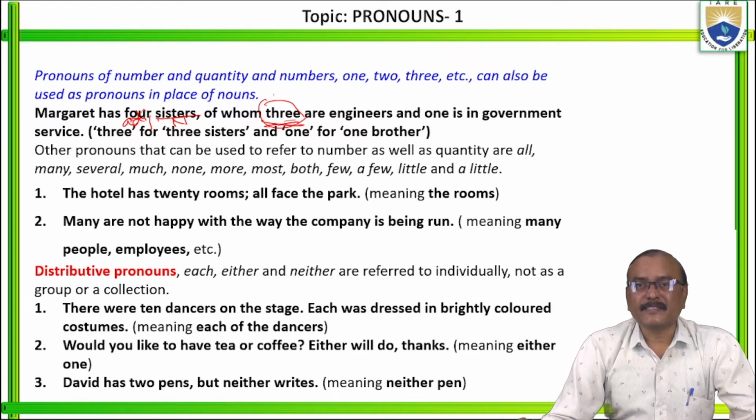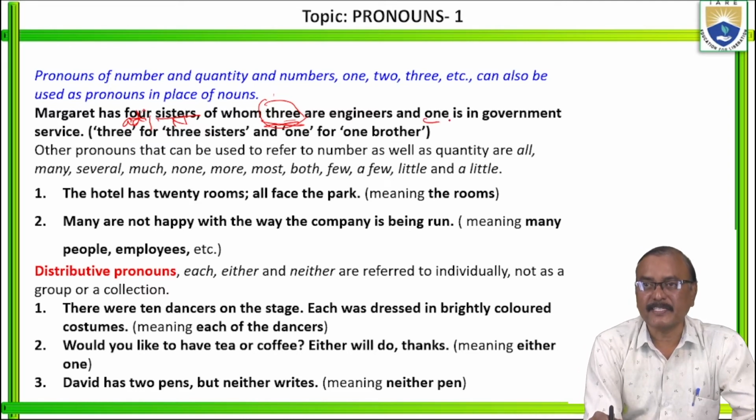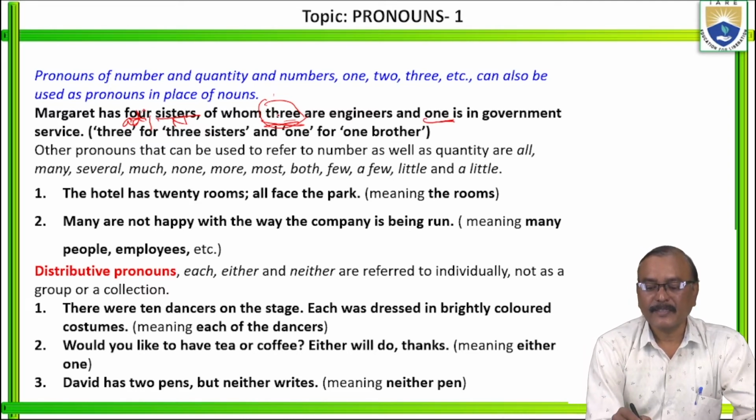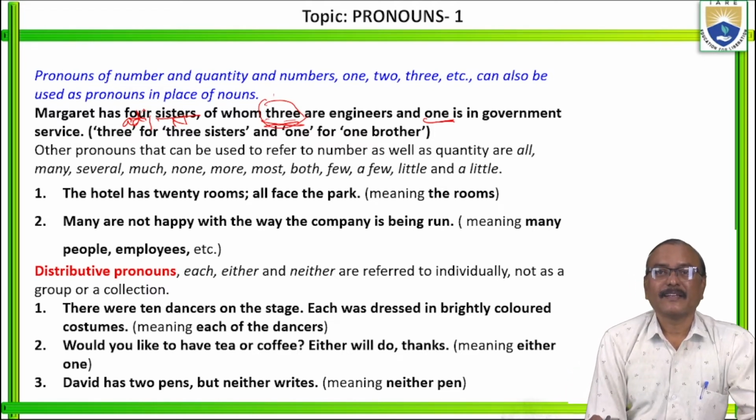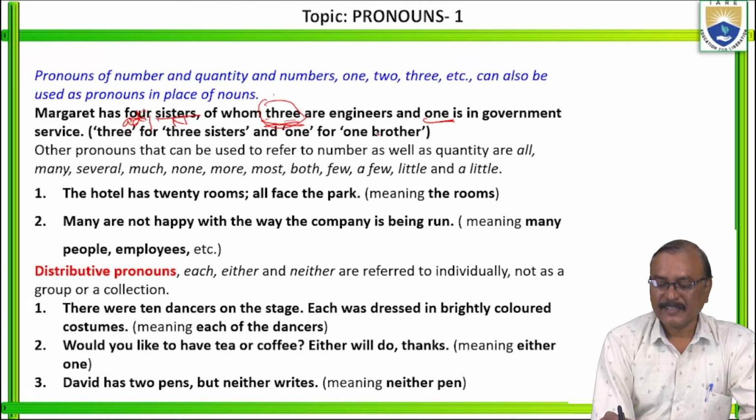Of whom 3 are engineers. 3 means 3 sisters. And 1 is in government service. 1 means 1 sister. So here 1 and 3 are pronouns only. 3 for 3 sisters and 1 for 1 sister only, not brother, 1 sister.